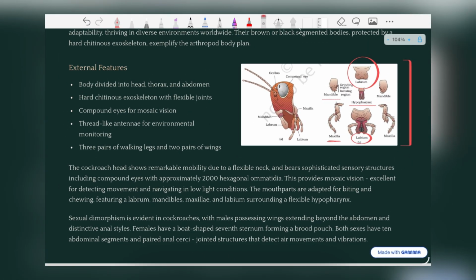The cockroach head shows remarkable mobility due to the flexible neck and bears sophisticated sensory structures including compound eyes with approximately 2000 hexagonal ommatidia. This provides mosaic vision, excellent for detecting movement and navigating in low light conditions. The mouth parts are adapted for biting and chewing, featuring a labrum, mandibles, maxilla, and labium surrounding a flexible hypopharynx.